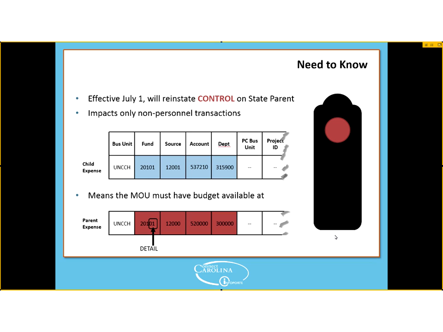So with the fund, it's at the detail level. That means there better be money sitting in academic affairs for instruction. That's what that 01 means. 201, academic affairs, state funds, 01, instruction, okay? The source, the account, the department, those all roll up.